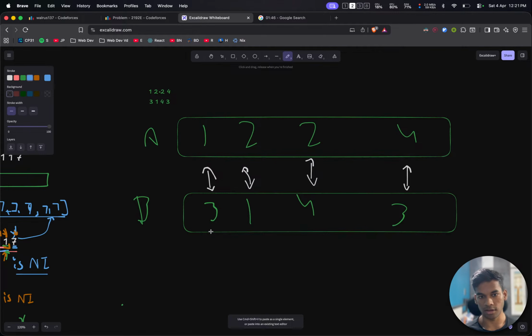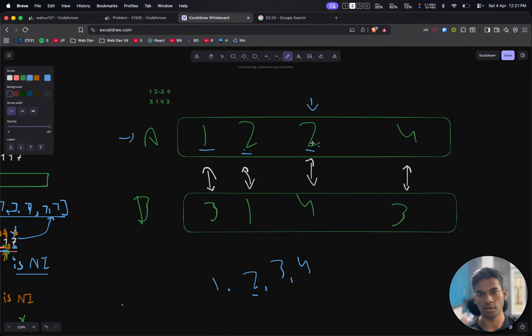So in this case, there is a 1 somewhere, there is a 2, there is a 3, and there is a 4. The number of ones in A is 1, and the same for the number of ones in B. For 2, there are two 2's in B. So in A, we would like to split them equally. So we would like to put this 2 here or this 2 here.